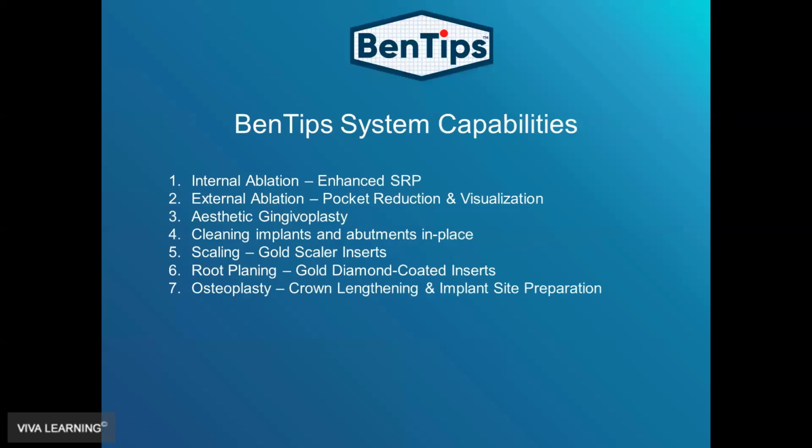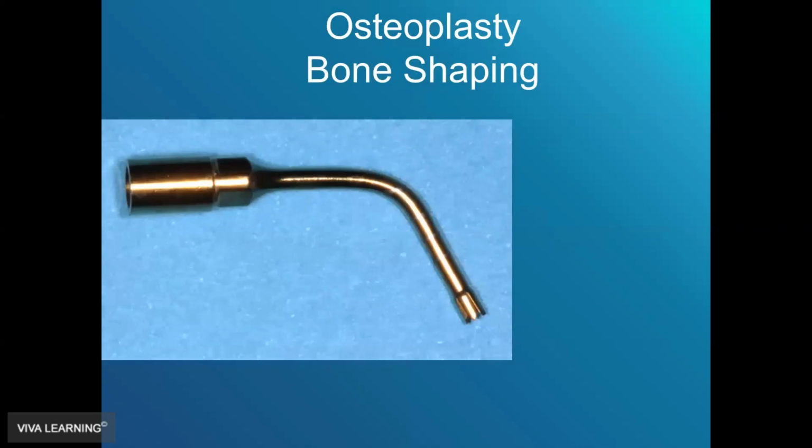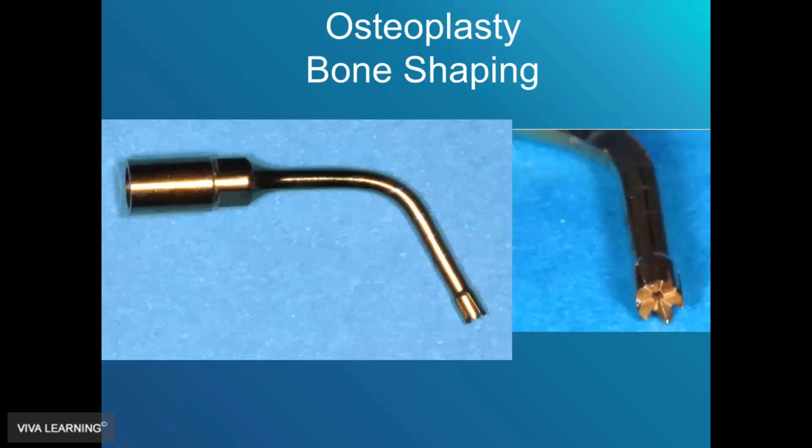Next up is osteoplasty. You can use this for crown lengthening and implant site preparation. And so this is one of the bone reshaping tips. It has smooth sides, so you can get this right up against the tooth structure and it won't damage it. If you look at the end, you'll see that it has a very aggressive tip for cutting the bone. And so if you're going in a minimally invasive manner underneath a flap to recontour the bone, we actually have the irrigation coming right out the end. And that way you won't necessarily overheat the bone due to a distant irrigation port.